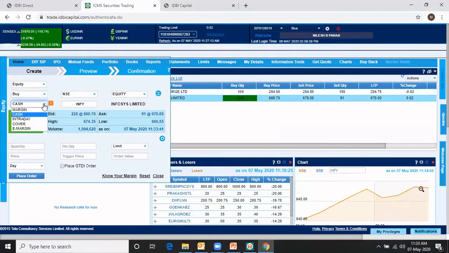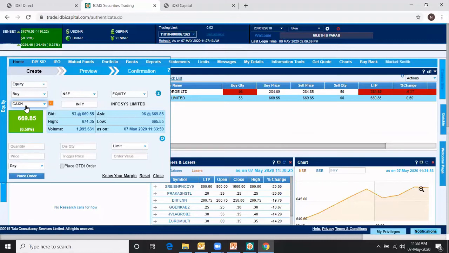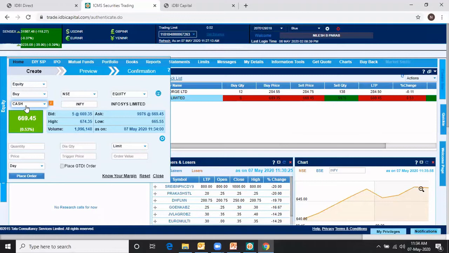Currently it is showing cash. Cash means if you have, say, 100 rupees, you can buy 100 rupees worth of stock, and that will be delivered to your demat account on T+2 settlement. In India, we have a settlement of T+2. So whenever you are buying, you have to pay the full 100% money, and the stock will be credited to your demat account on a T+2 basis.